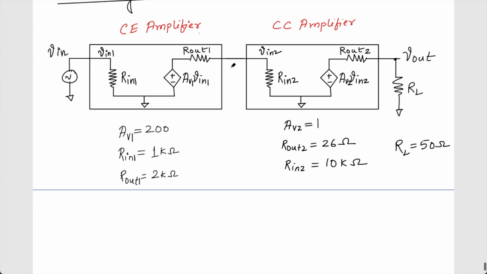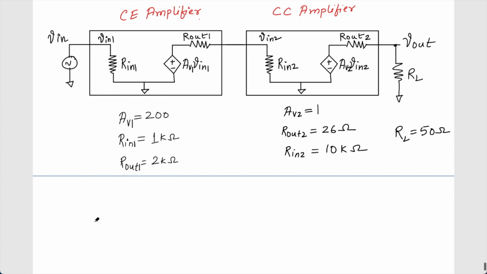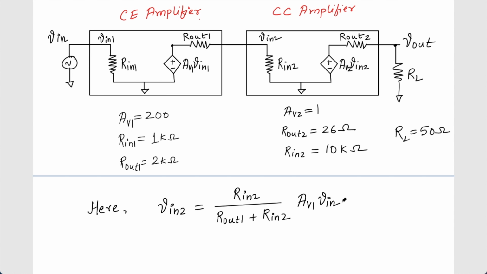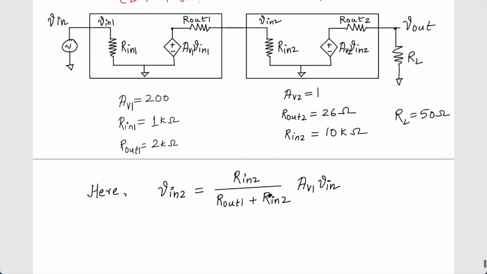Okay, so let's go step by step. Now what will happen to my V in 2? My V in 2 will be basically a simple voltage division, which is R in 2 by R out 1 plus R in 2 into AV1 into V in 1, and since V in 1 is equal to V in, I can directly write it as AV1 into V in. Okay, this is what I can directly write.